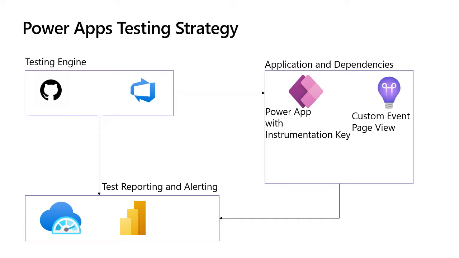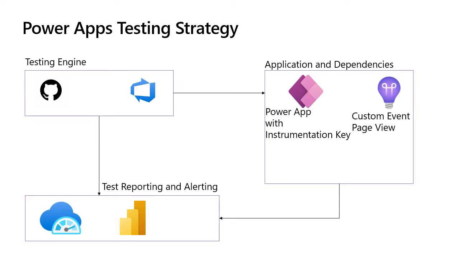Okay, regardless of the testing engine, if we chose GitHub Workflow or Azure DevOps Agent, we ultimately want to be able to test a Power App. Where we can get the most benefit here is having a Power App that has an instrumentation key from Application Insights provided into it. This is on the app object on the Power App.